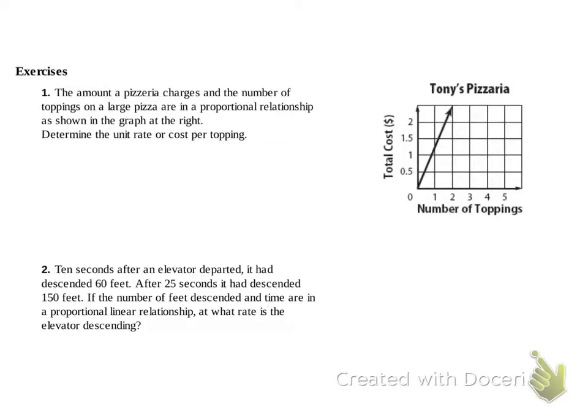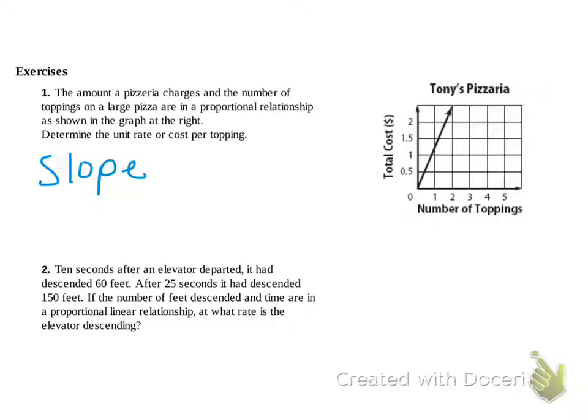All right, so here we have the amount a pizzeria charges for the number of toppings, and it's a proportional relationship. It's shown right here, and we're going to find the unit rate or cost per topping. Basically, finding the slope. Slope, unit rate, cost per, this word per or every, each, all of that means slope. So I'm going to find the slope here.